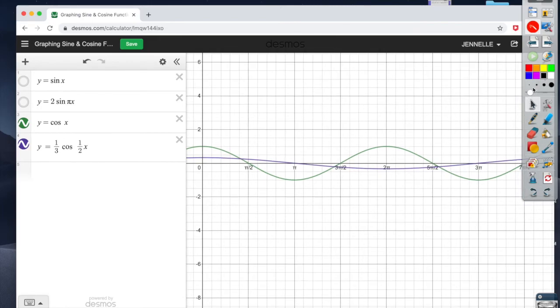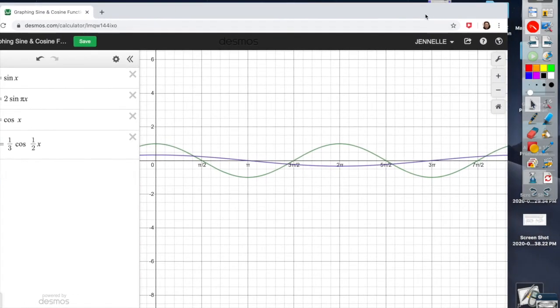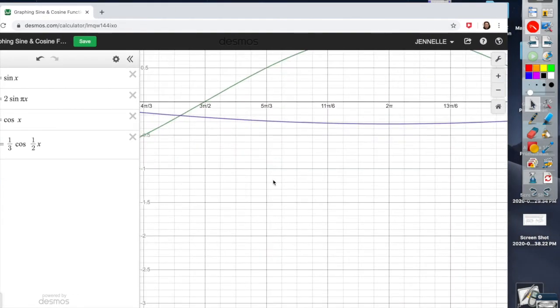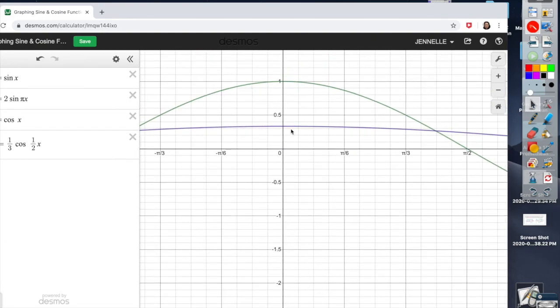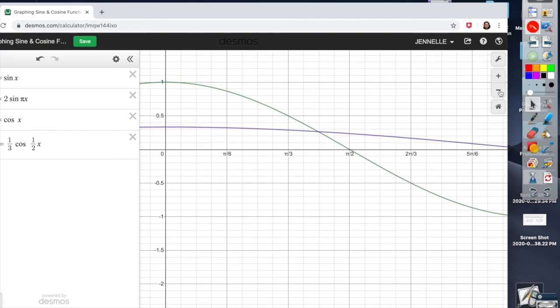So it said 1/3, so we're looking at the purple line. I'm going to zoom in so that you guys can see this a little better. Okay, so looking at the purple graph, 1/3, less than a half, perfect. Okay, that's the highest point there. And then I'm going to zoom out.